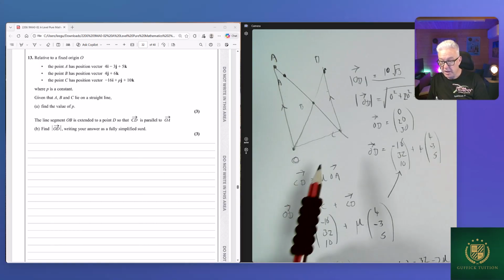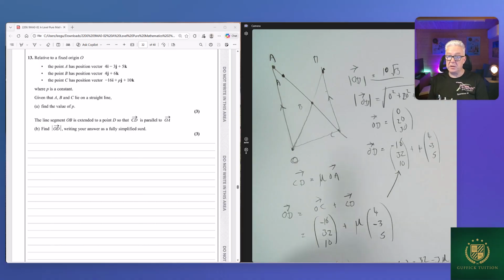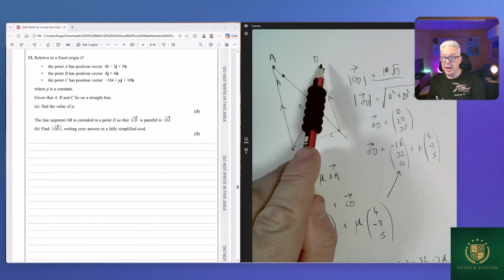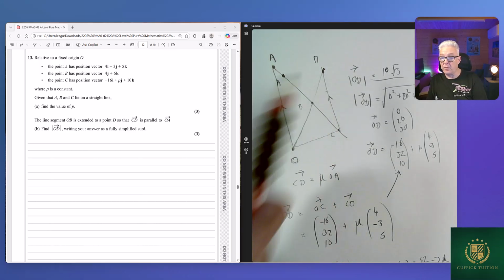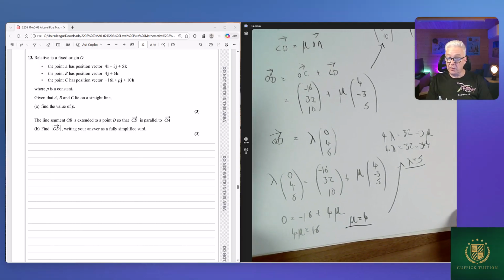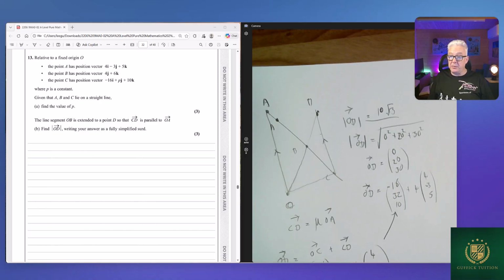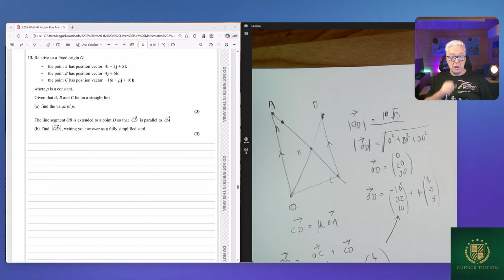So there we go, that's what we did. We found two different routes going from there to there. One was that way and one was that way. We equated those two routes because they were equivalent, and then we solved for our unknowns, and once we did that, we were able to find our magnitude.